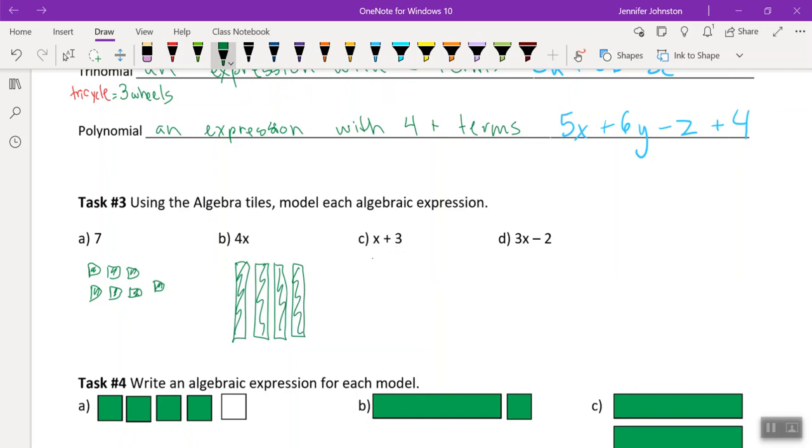x plus 3. All right, that's 1x. See how there's just one single x. We also talked about how we can have a coefficient in front of the x being just 1. And then this would be plus 3 little squares, 3 little ones. And then 3x minus 2, so again we have 3 x's, 1, 2, 3. These are all filled in because they're positive, and 2 empty ones because it's negative.